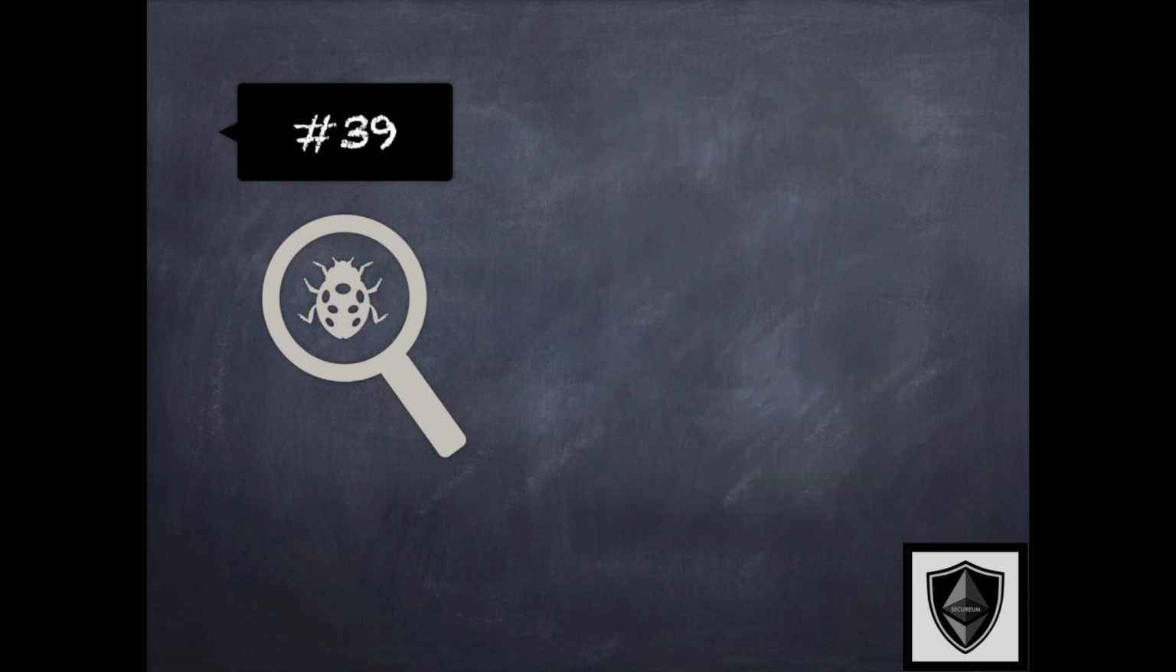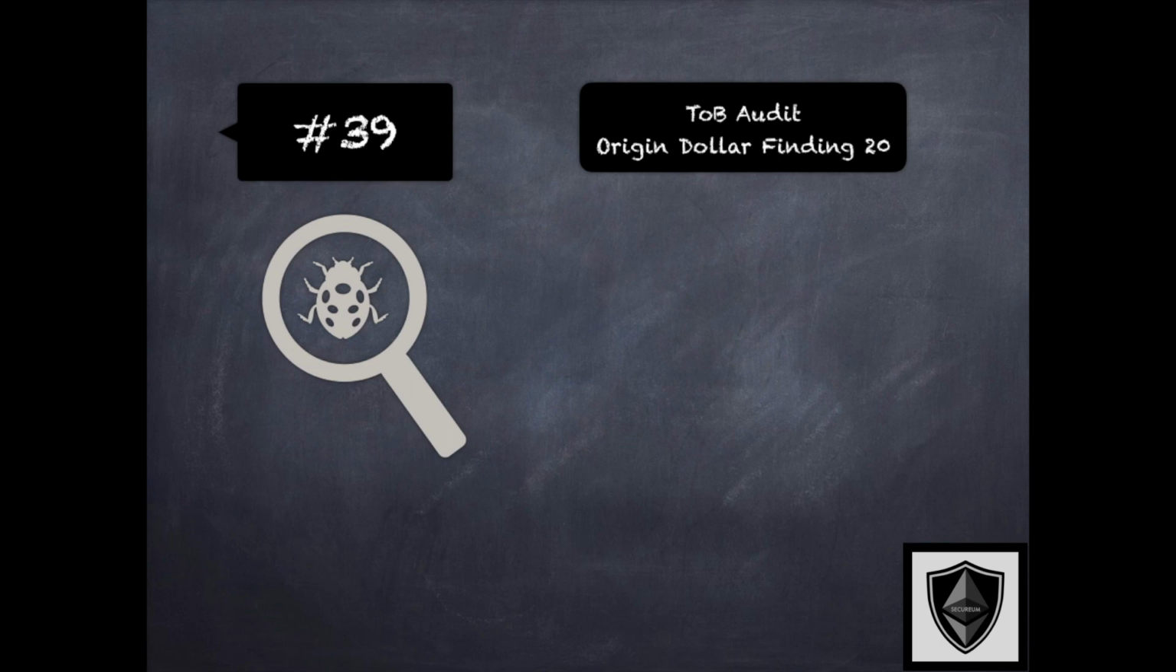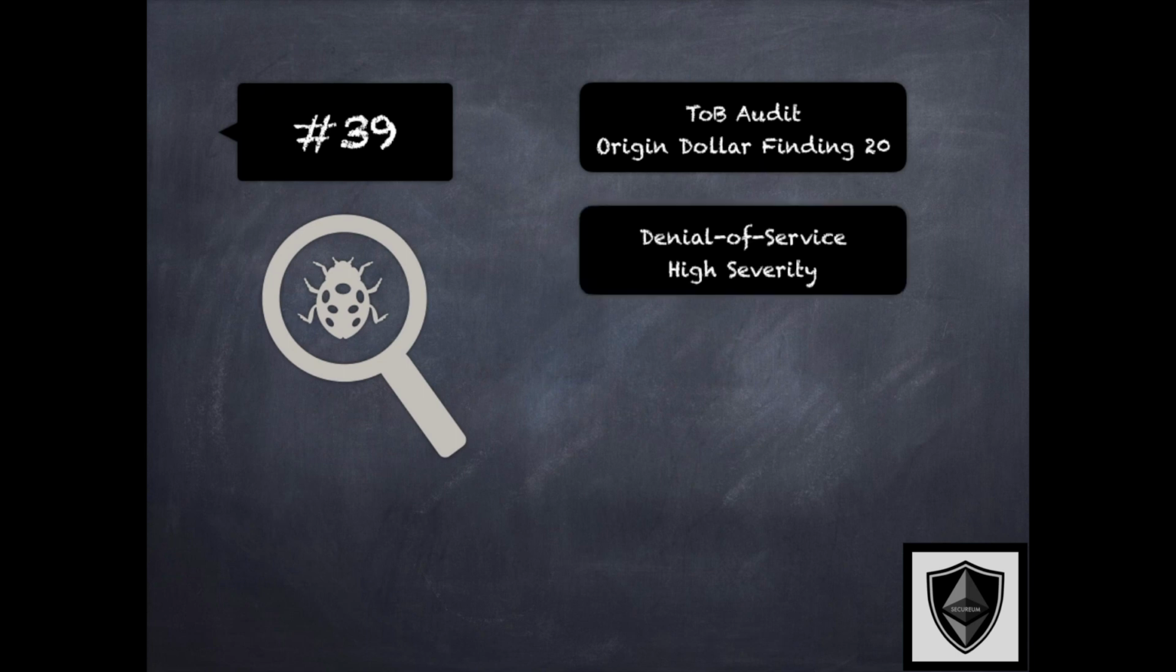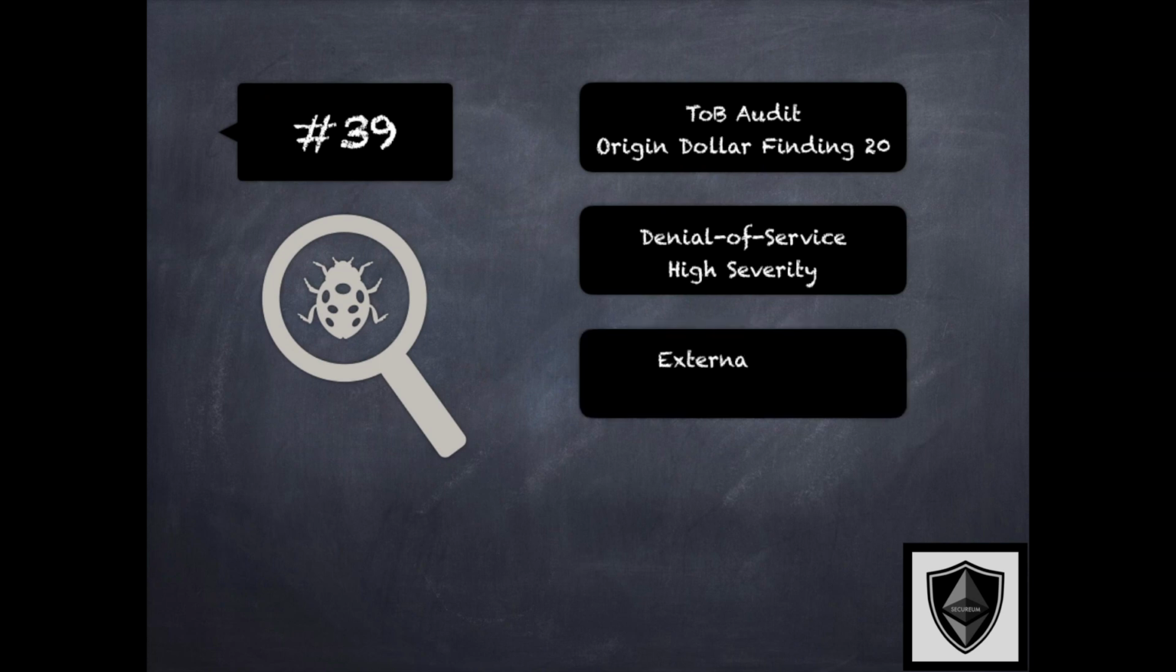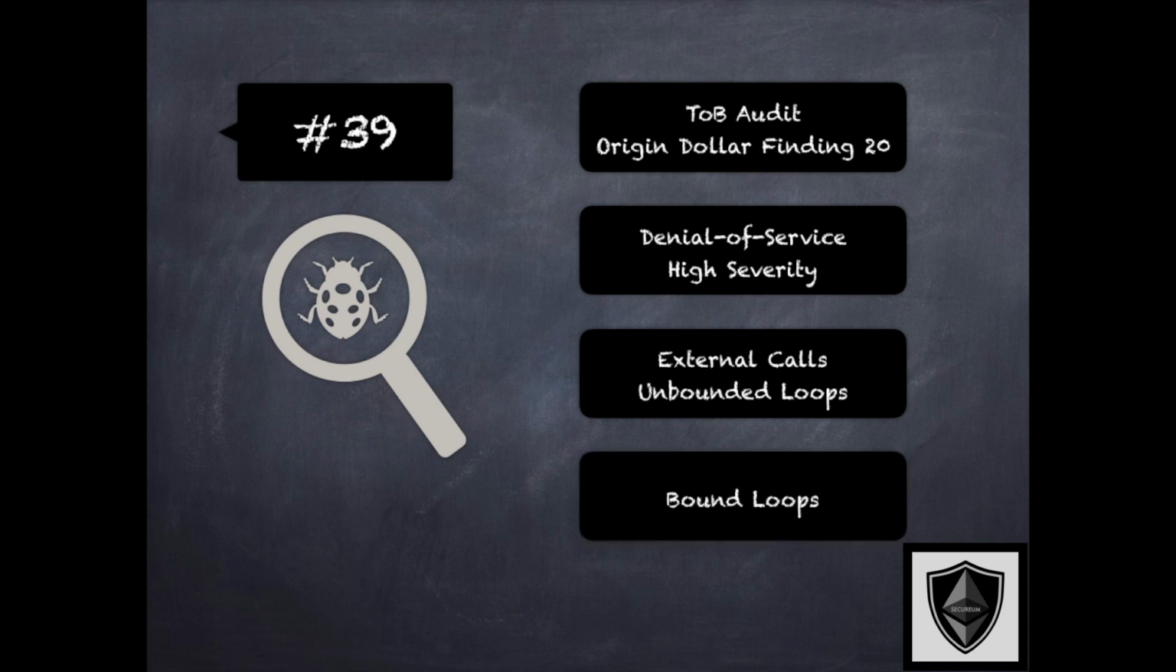Number 39 is another finding from Trail of Bits audit of the origin dollar, where it was a high severity finding related to denial of service. Several function calls were made in unbounded loops, which is error prone because it can trap the contracts due to gas limitations or failed transactions. The recommendation was to review all the loops to allow iteration over part of the loop or remove elements depending on gas consumption to prevent denial of service.